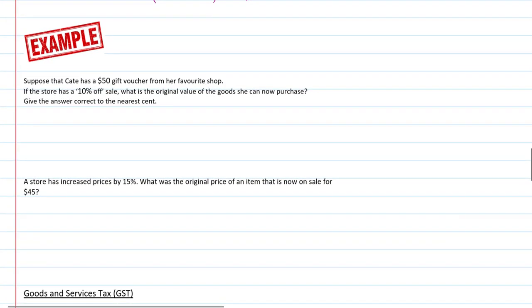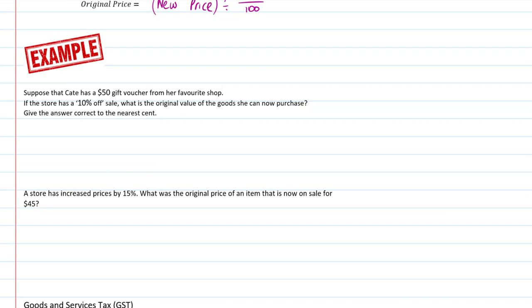So here's a couple more examples, and then we're going to talk about some GST. Suppose that Kate has a $50 gift voucher from her favourite shop, and if the store has a 10% off sale, what is the original value of the goods that she can now purchase? Give your answer correct to the nearest cent.